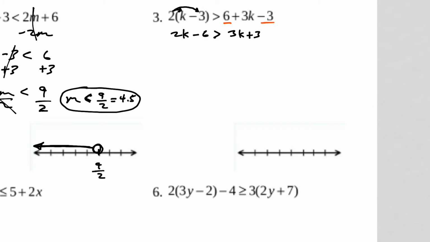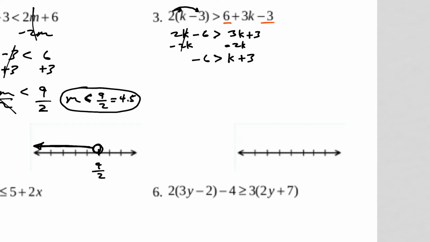At this point, I want to get all my terms with the variable k on the same side using addition or subtraction. So I'm going to subtract 2k on both sides. And these will cancel out. 2k minus 2k on the left-hand side cancels out. So all I have left on the left side of my inequality is negative 6. Bring down my inequality symbol. Then I have 3k's, take away 2k's. That leaves me with 1k, or just k. And then I'm going to bring down the positive 3, so plus 3.